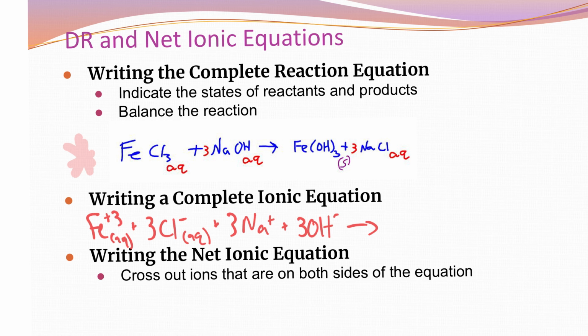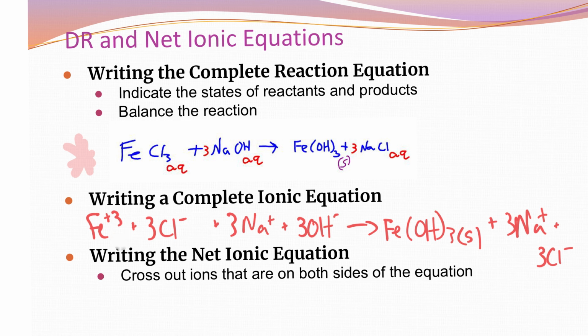and that reacts to produce FeOH3, which is a solid, so we can just leave that. And then 3 Na pluses and 3 Cl minuses. You should probably write aqueous on all of those, but just for the sake of time right now, I'm not going to write those. Okay, so we can put it in the final answer.